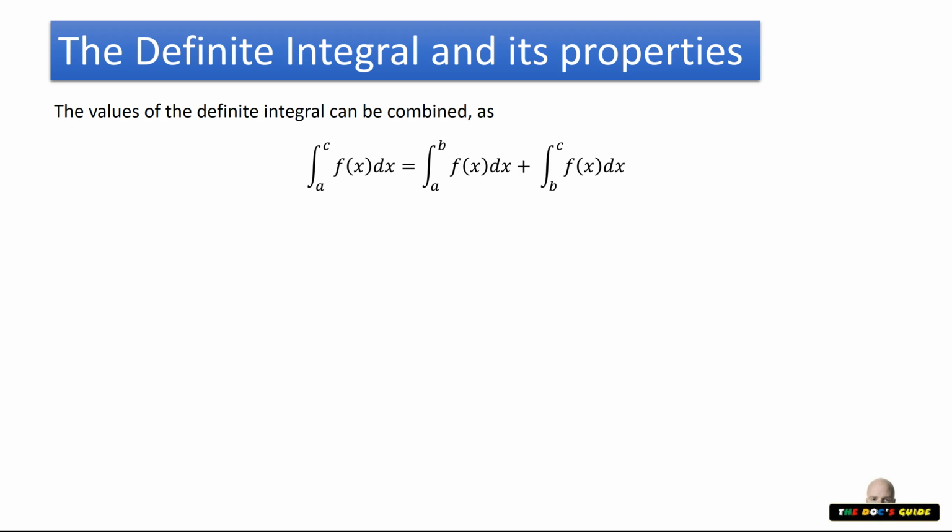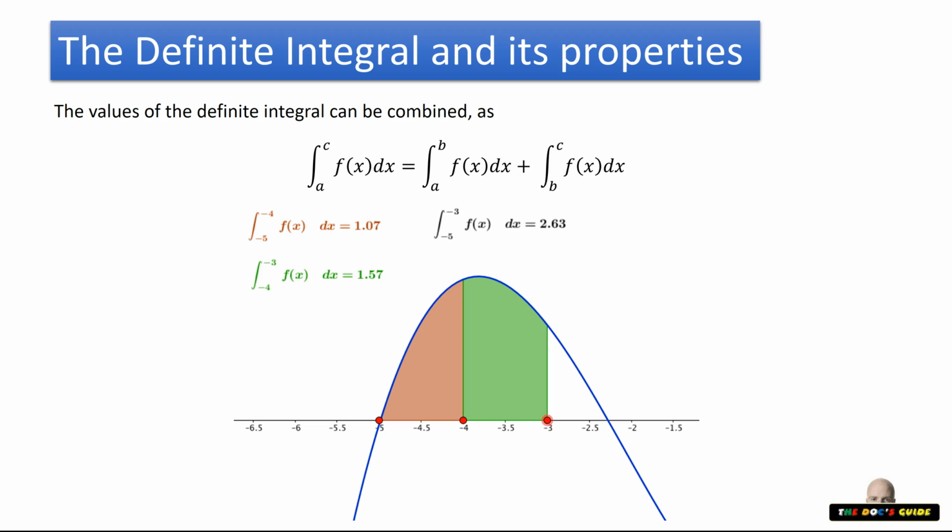So if we took the integral from c to a of f of x, for example, then we could break that up into two separate integrals, as the integral from a to b and then the integral from b to c. That's illustrated below, where if we look at the integral from minus 5 to minus 4 of our curve, we're going to get this value here for the area under the curve.